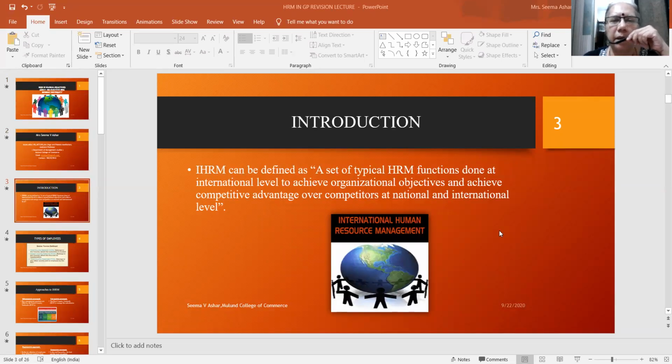We begin the subject by understanding what global practices in human resource management are. It is also called IHRM, that is International Human Resource Management. It can be defined as a set of activities related to HR which are done at the international level, which means all that you have learned till now related to HR, it may be recruitment, selection, motivation and leadership, change management, compensation management. When all these HR activities are done at the international level, it is called International Human Resource Management.